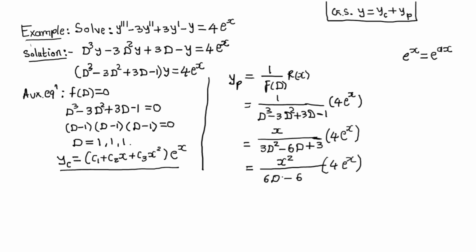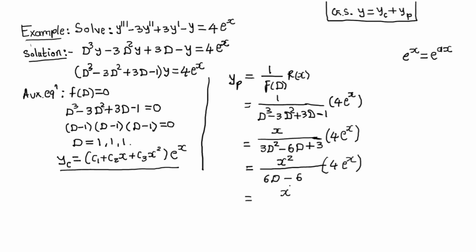Now after remodifying it, once again we will try our shortcut method. I am going to replace D with 1 once again. If I replace D with 1, then it will be 6 ones are 6 minus 6, yet the problem is not solved because my denominator is becoming 0. So what I will do, I will repeat the same step once again.